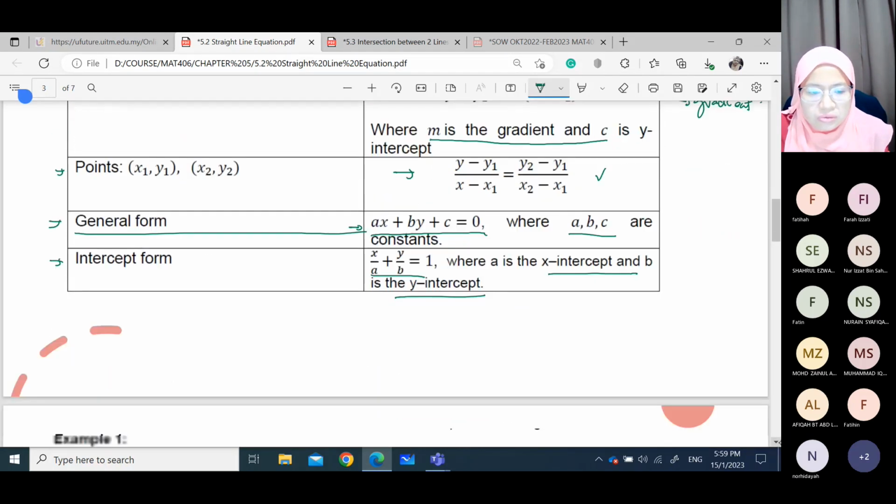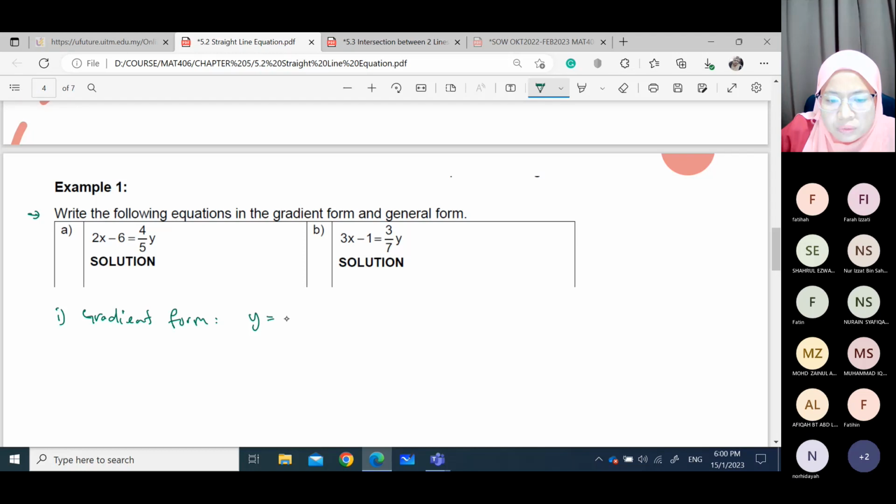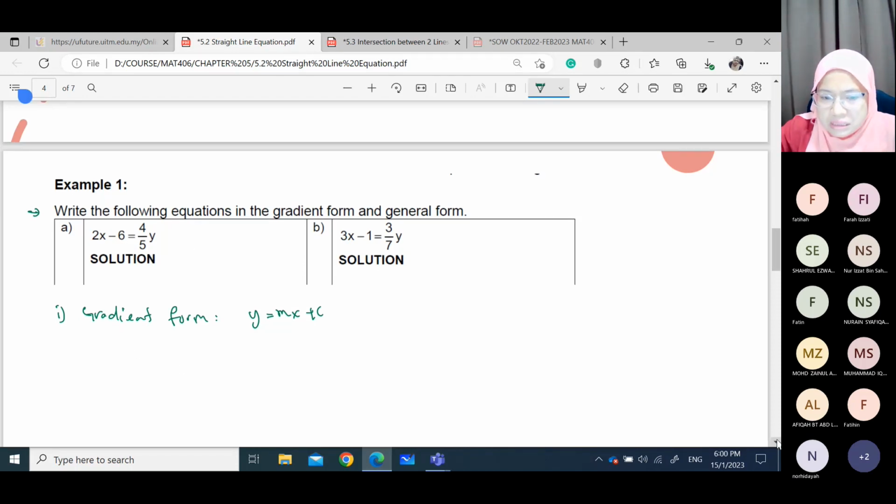Okay, so kita tengok contoh dia. So write the following equations in the gradient form and general form. So first kita buat dalam gradient form. So in gradient form, it is about y equal to mx plus c. Okay, so we have this equation, which is 2x minus 6.